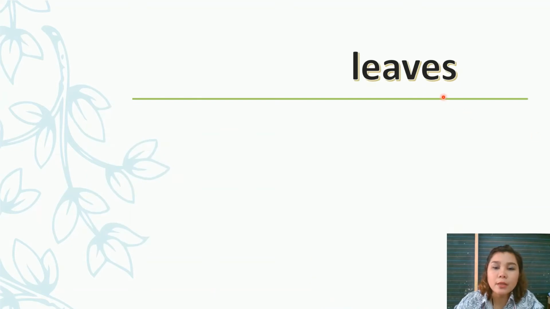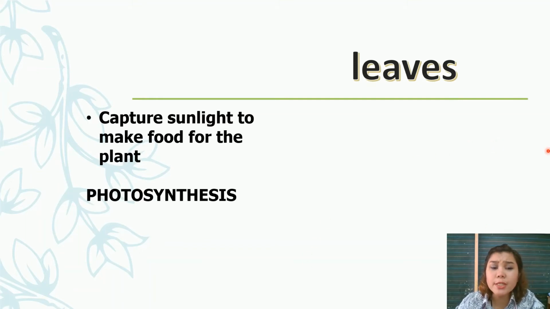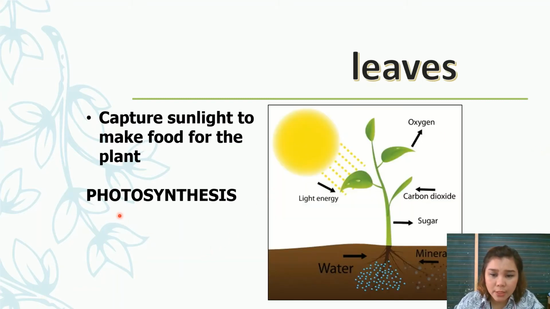So, what is the function of the leaves? How is it helpful to the plant? So, what they do is, they capture sunlight to make food for the plant. And this is what we call photosynthesis. So, look at this diagram. This is what happens during photosynthesis. Photo means light. Synthesis yung parang nagkakaisa. Yung parang may magic happening sa leaves.